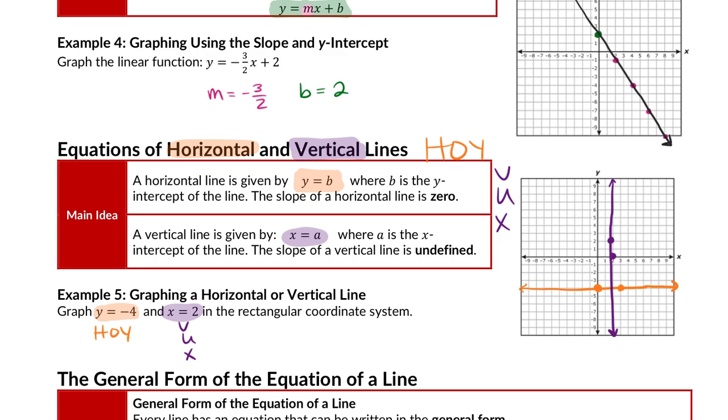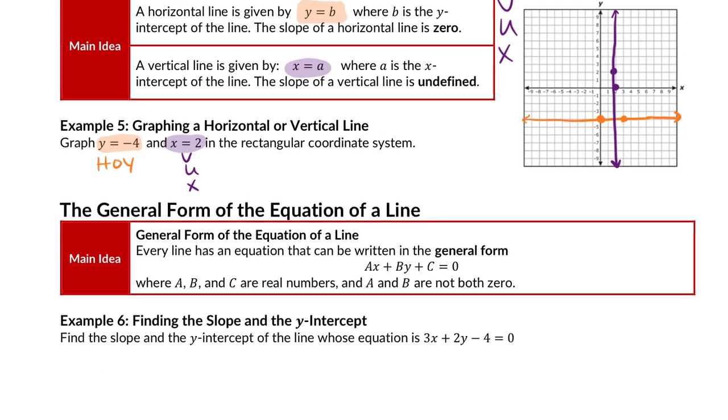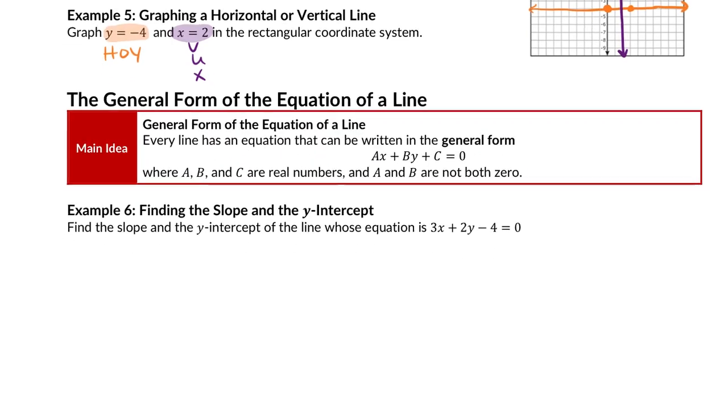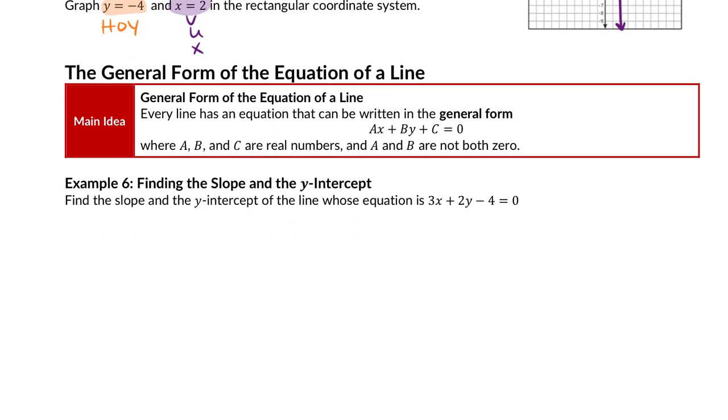The next form of the equation is the least popular form of an equation because it doesn't tell you nearly as much information as the others, and it's called general or standard form of a line. Standard form of a line, yellow, I'm using yellow on purpose. This general form or standard form of a line looks wildly different.